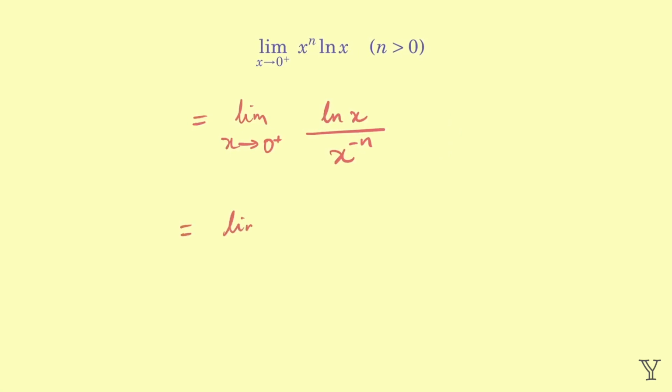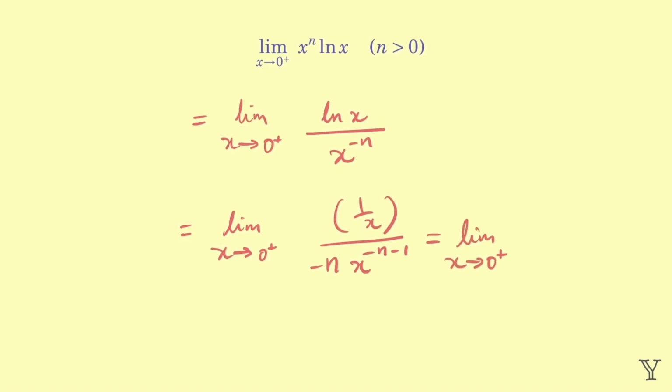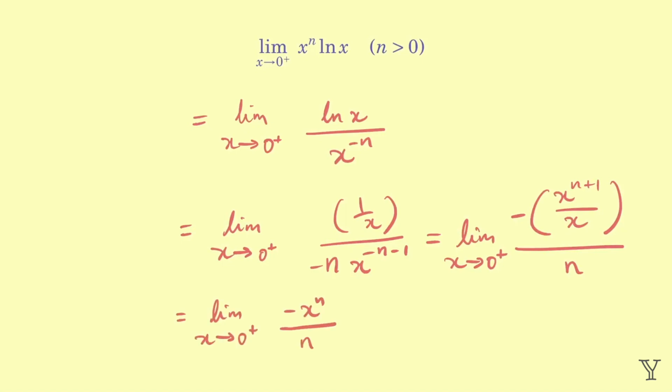Differentiating the numerator and denominator, we get 1 upon x divided by minus n times x to the power minus n minus 1. Simplifying this expression, we eventually end up with the limit as x goes to 0 plus of minus x to the power n divided by n, which is simply equal to 0. We can therefore conclude that the limit as x goes to 0 plus of x to the n times log x is equal to 0.